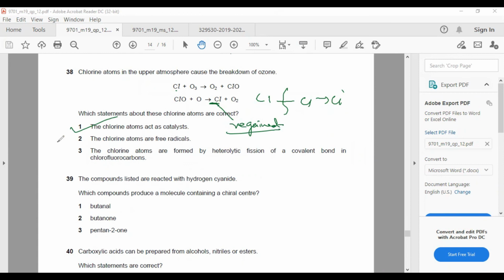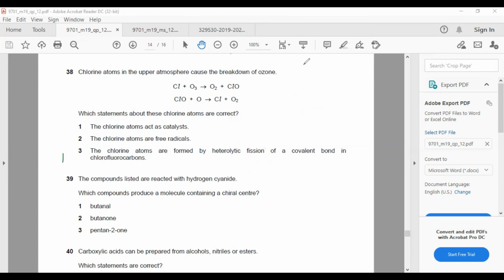Chlorine atoms are free radicals. Yes, chlorine atoms are free radicals. Chlorine atoms are formed by heterolytic fission, never homolytic fission? Do you remember in alkanes, we used to show homolytic fission this way. 3 is wrong. So 1 and 2, B is the answer.